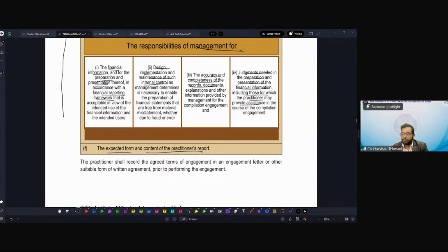Anyone? If I have to compile the financial information for management, how will I do that? Basic steps. Understand the entity, operations. Okay, very good, Mansha. What else?